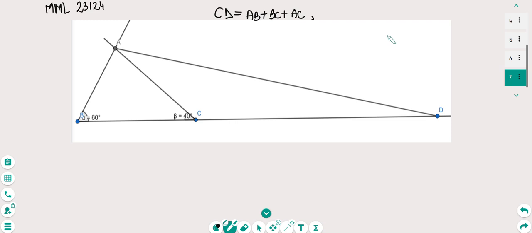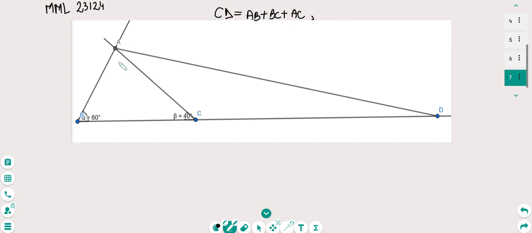Hi everyone, this is me, Sonia, trying to explain this geometry problem. It was suggested by me for last year's Manchester Maths League, 2023-2024. So it goes a bit like this.